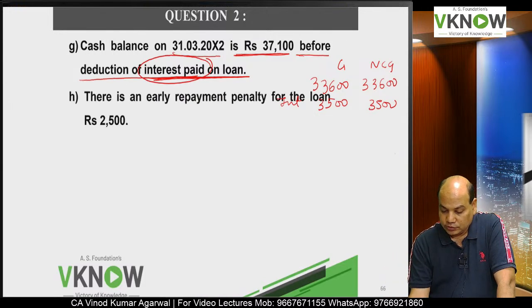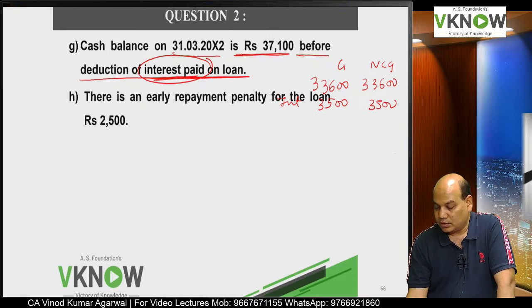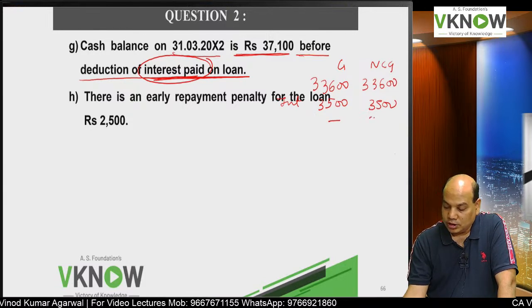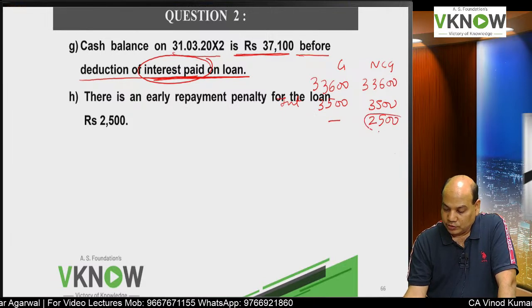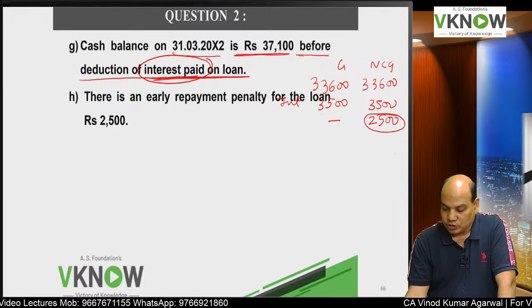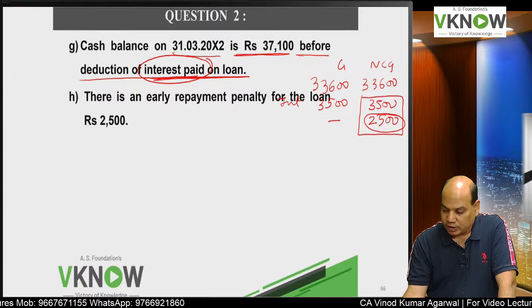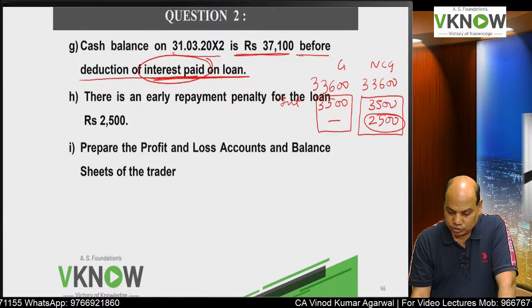So now next is there is an early repayment penalty for loan 2,500. Will you write that in going concern? Will you write that in non-going concern? Yes. And because it is not yet paid, it will appear in the balance sheet also as a liability, because second effect we have to give in balance sheet. So P&L account will have 6,000 rupees financial expense in non-going concern and 3,500 in going concern assumption.